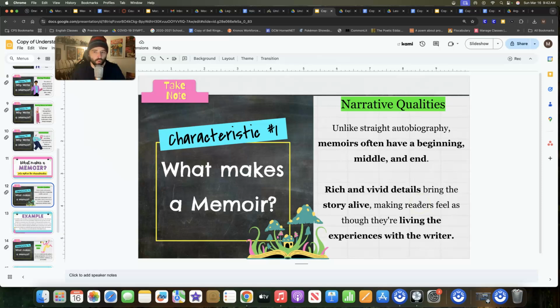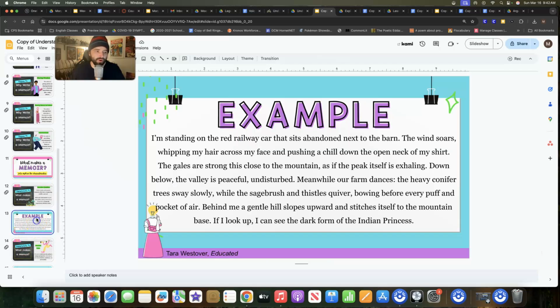It's like a short story. Rich and vivid details bring the story alive, making readers feel as though they're living the experiences with the writer because it's such a short period of time.